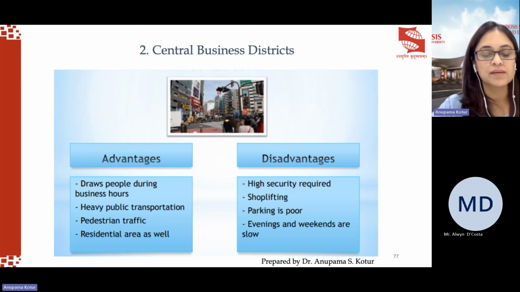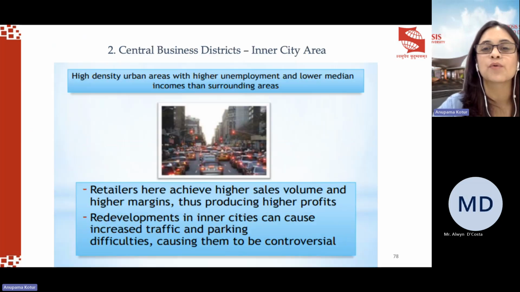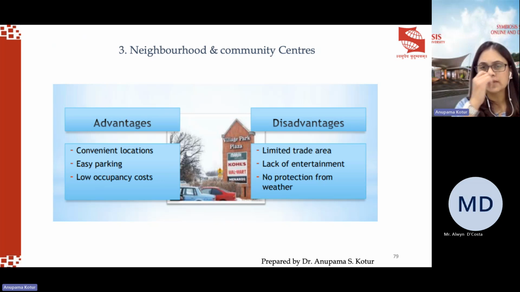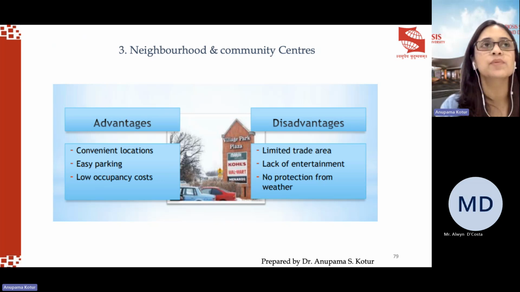So, in the presentation, you will see a lot of disadvantages and advantages described there. Please read them in your own time. And then, of course, you have neighborhood and community centers. These are, again, very popular in some parts of the world, right?